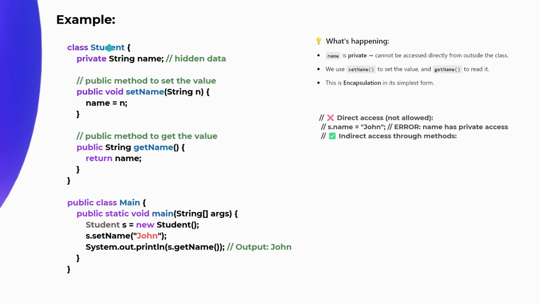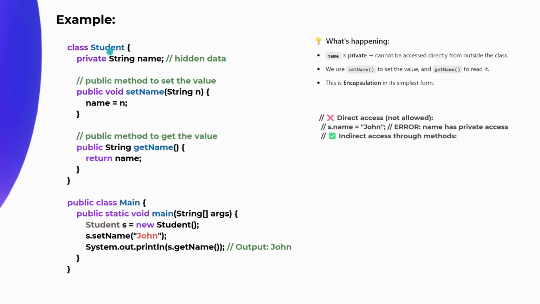Let's take one class Student. Under this, I have created one private variable, private String name. This is the hidden data. No one can access it directly or manipulate it. Now I have created one public method, public void setName with the parameter String n. Under this method, I have given name equals n. Similarly, one more method, public String getName, to get the values. That will return the value, that is name here. Now let's create the main method.